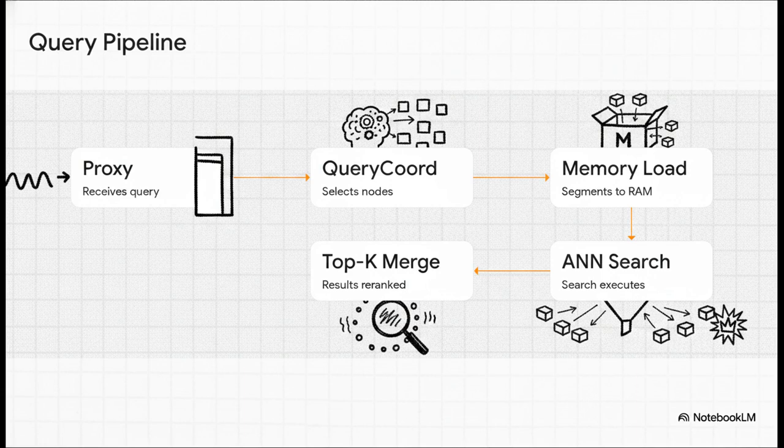When a query finally reaches the proxy, the QueryCoord steps in to select the exact right nodes for the job. Critically, the required data segments are loaded directly into memory for maximum speed. From there, scalar filters are applied to narrow things down, and the actual ANN search is executed against those ultra-fast indexes. Finally, because your data is distributed across the entire cluster, the best results from all those different segments are merged and re-ranked, giving you the ultimate top K results to hand right back to the client.